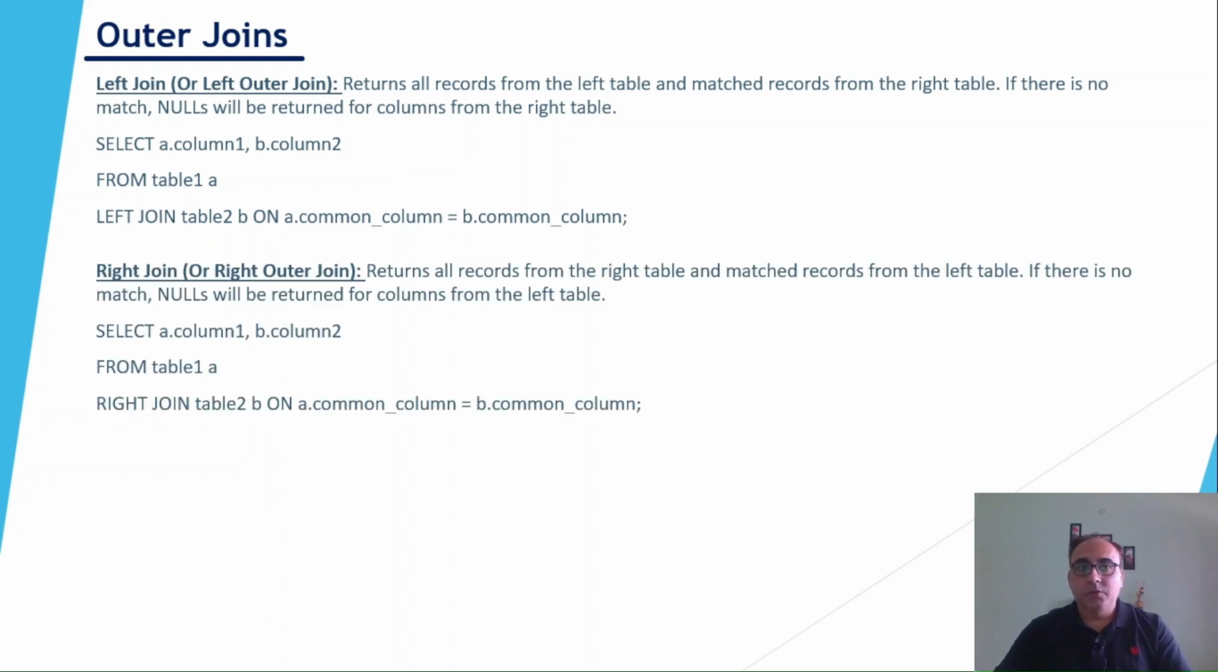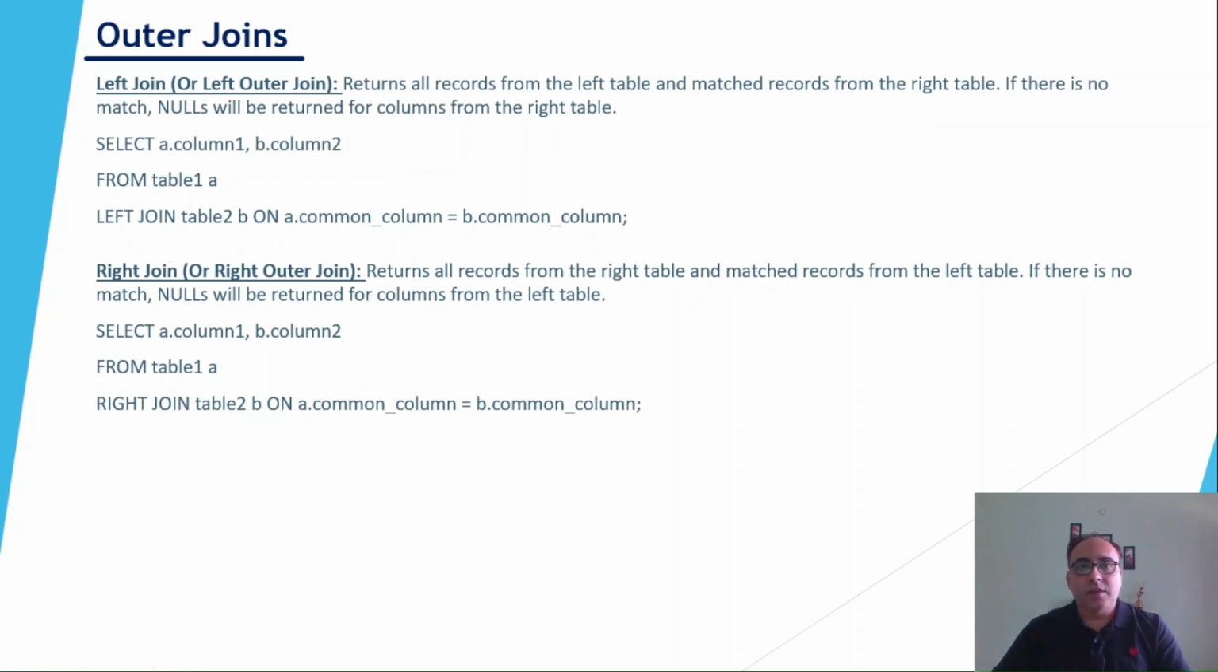Next we have right join, or right outer join. This is just the opposite of left join. It returns all records from the right table and matching records from the left table. If there is no match, null will be written for columns from the left table. The syntax is almost the same, only in place of left join we'll have right join.